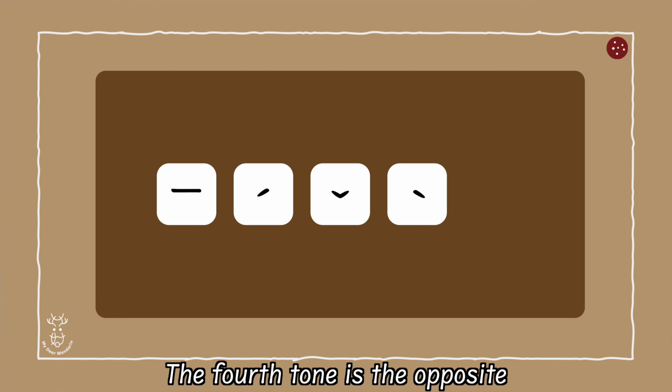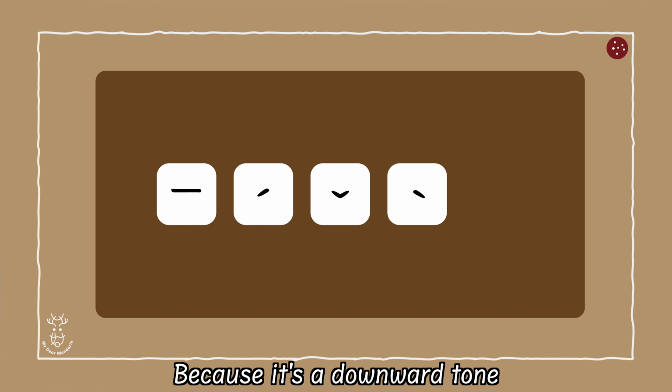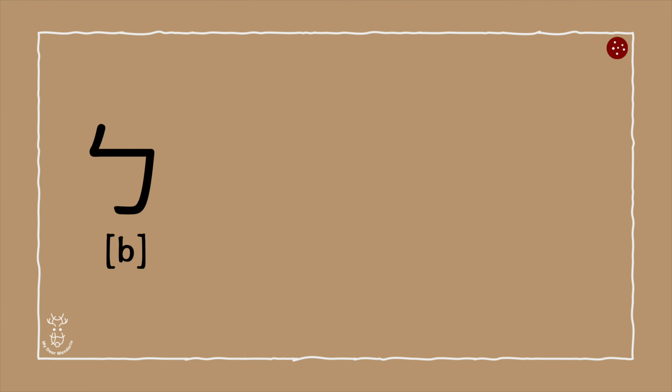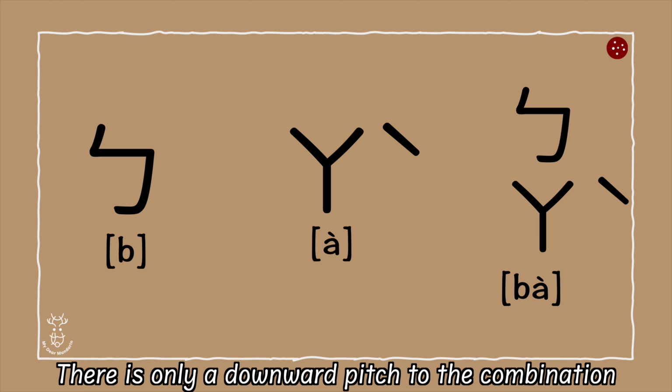The fourth tone is the opposite to the second sound because it's a downward tone. For example, B, A, Ba. There's only a downward pitch to the combination.